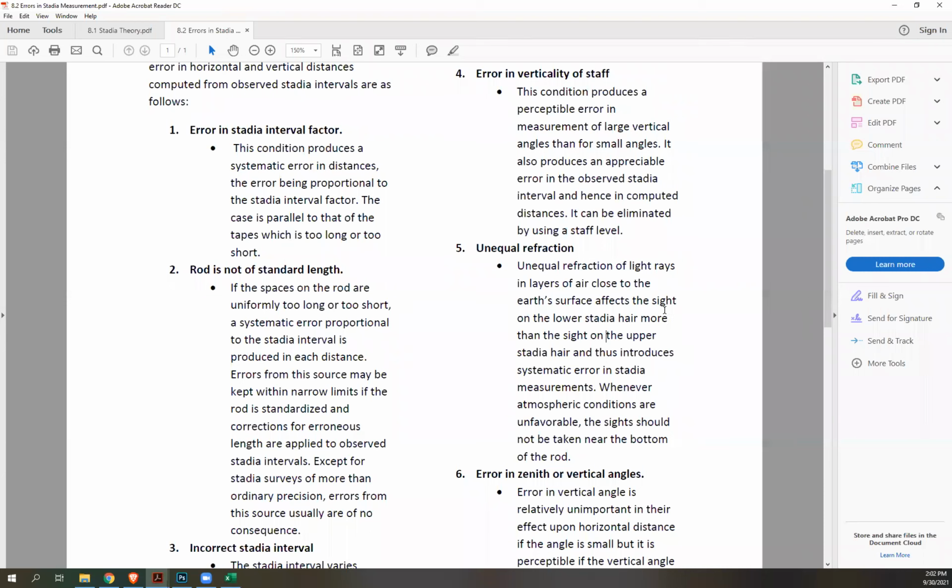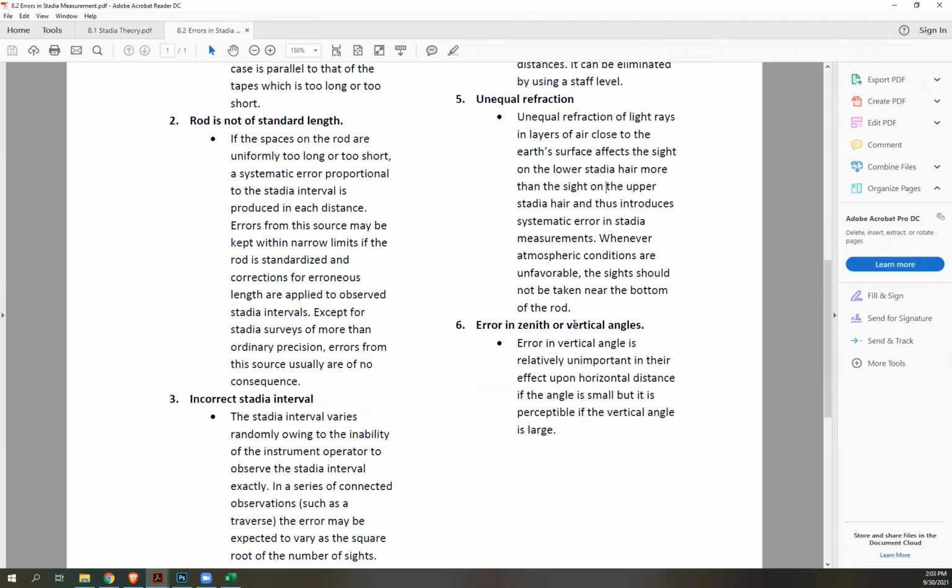So unequal refraction of light rays. Since we're using a telescope, refraction plays a role in what we actually see versus what is actually horizontal to the instrument. If you remember your physics class, you have your error due to refraction. We also discussed this earlier in our mean sea level discussion, which is your error due to the curvature and refraction of the Earth. So that affects your stadia readings as well.